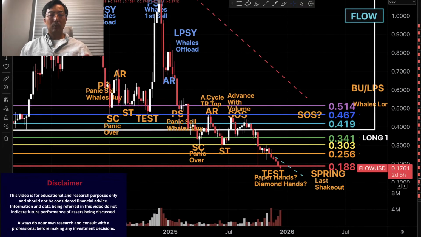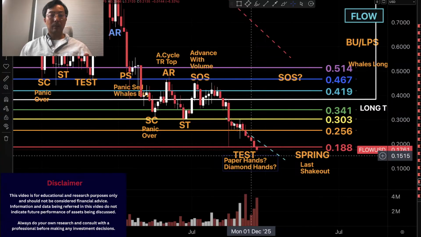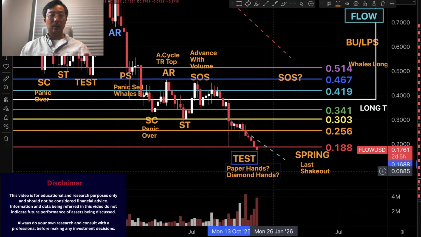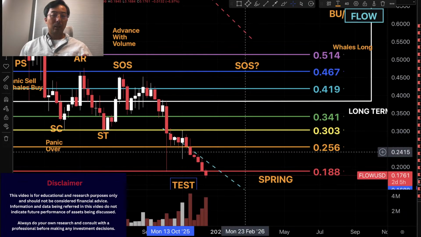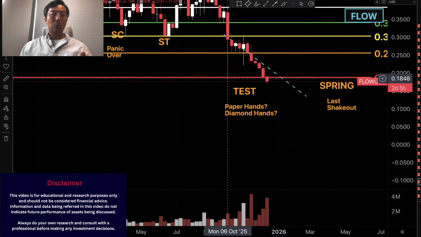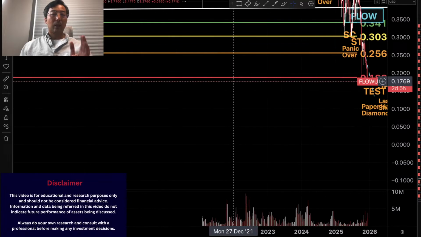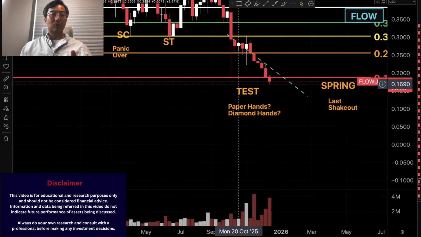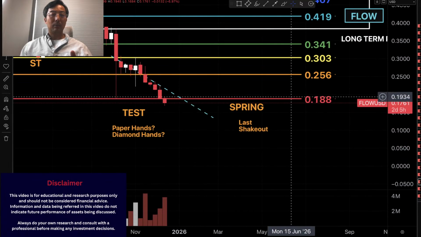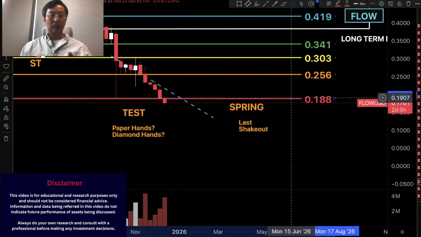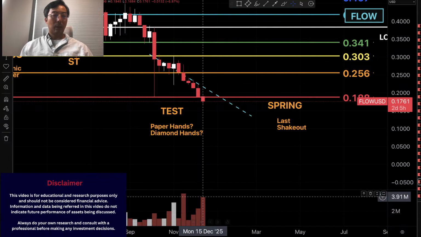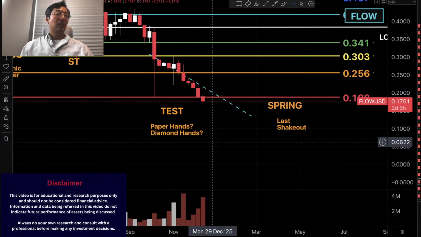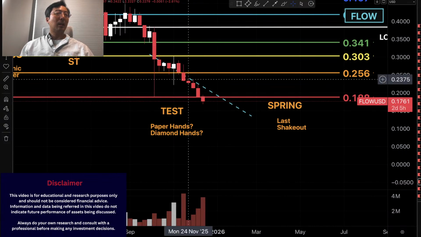For flow, same thing, very deep test with increasing volume, so that's not a good sign. Currently, it's at a point lower than the October 10th. However, when I say it's not a good sign, when it went below the 0.188 red key level, this volume bar we are having this week may be a sign of people buying.